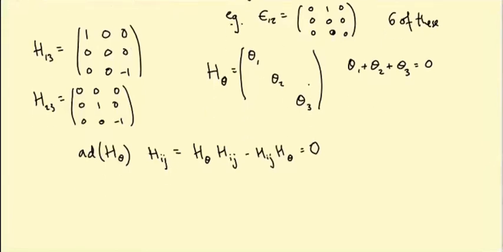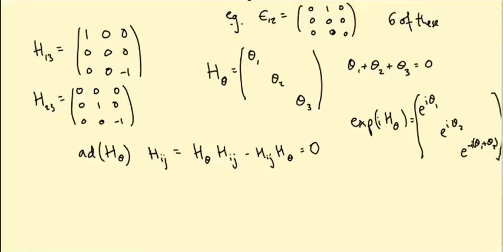Because remember, what's happening here is h theta, if I take exp of I h theta, I'm getting this matrix e to the I theta 1, e to the I theta 2, e to the minus I theta 1 plus theta 2 that I was considering last time. So the eigenspaces of h theta are also going to be the weight spaces for this representation. Okay, so these are going to be zero weight vectors living over the origin in the weight diagram.